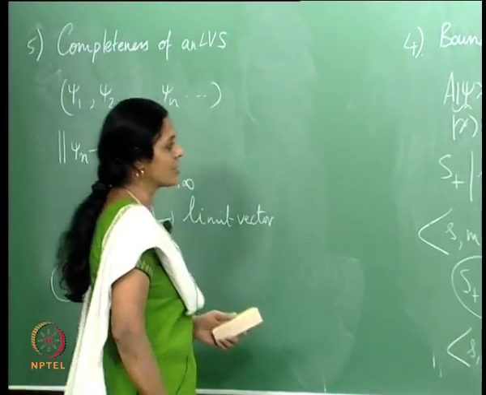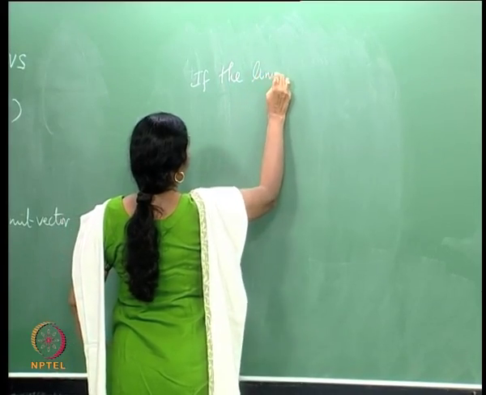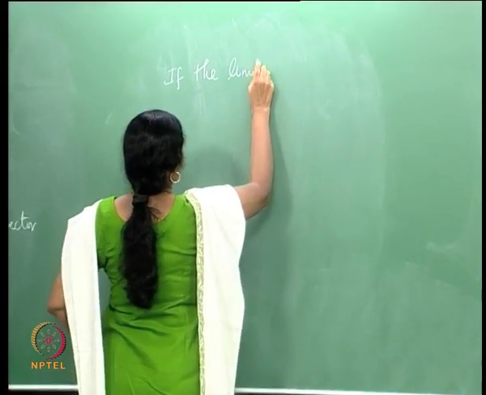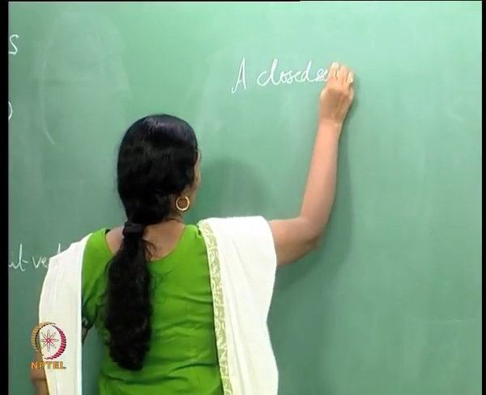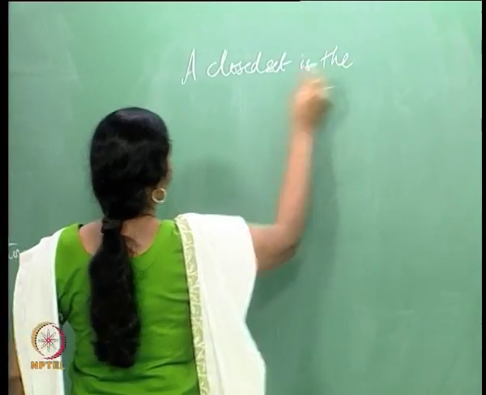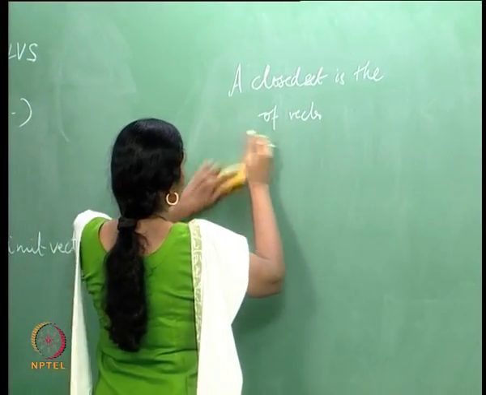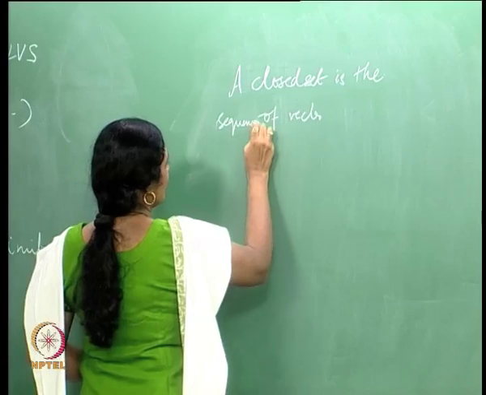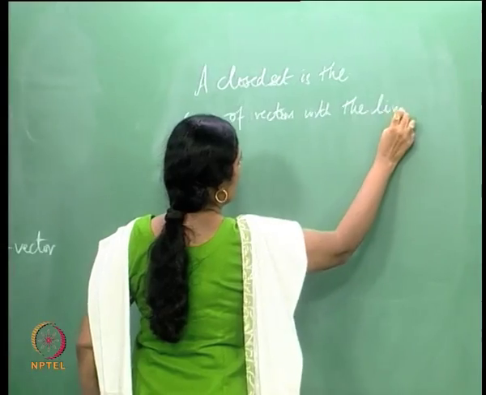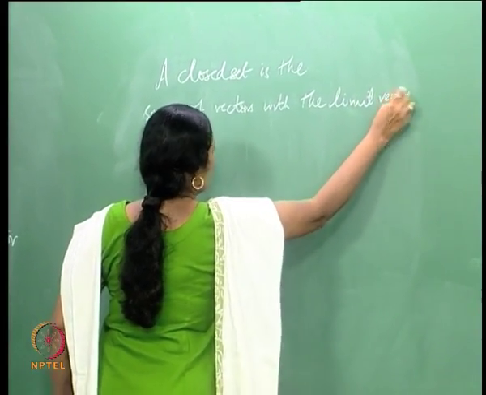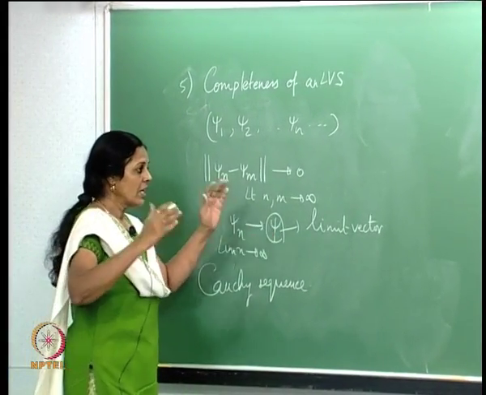So we have another statement. Now a closed set, before this, a closed set is the set of vectors, the sequence of vectors with the limit point, or with the limit vector in this case. So you consider such a sequence and include psi, the limit vector, and that is the closed set.